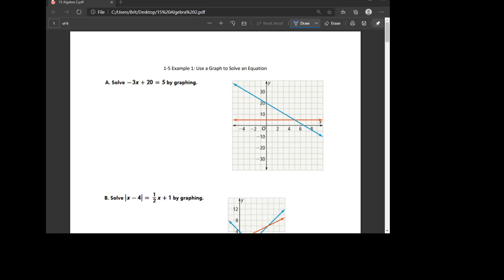This is example 1 from lesson 1-5 in the SavvasRealize Algebra 2 textbook. In this example we are looking at how to use a graph to solve an equation.